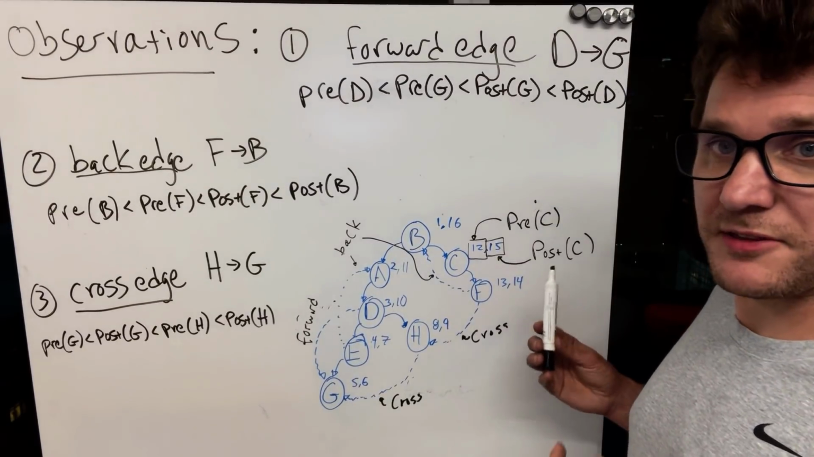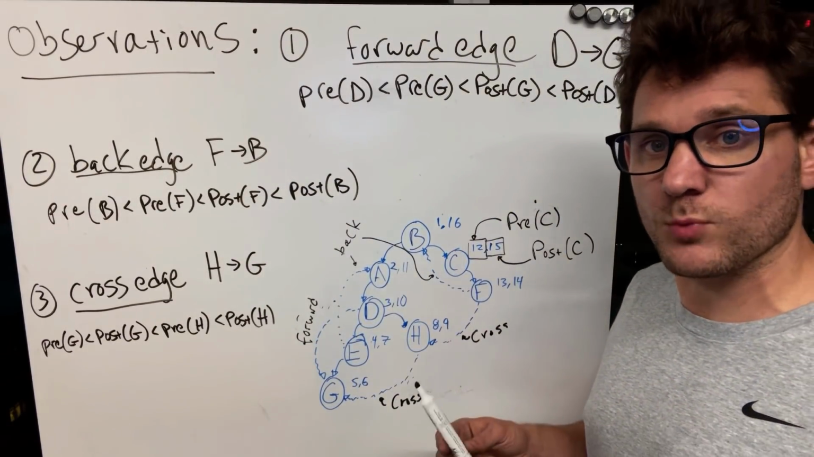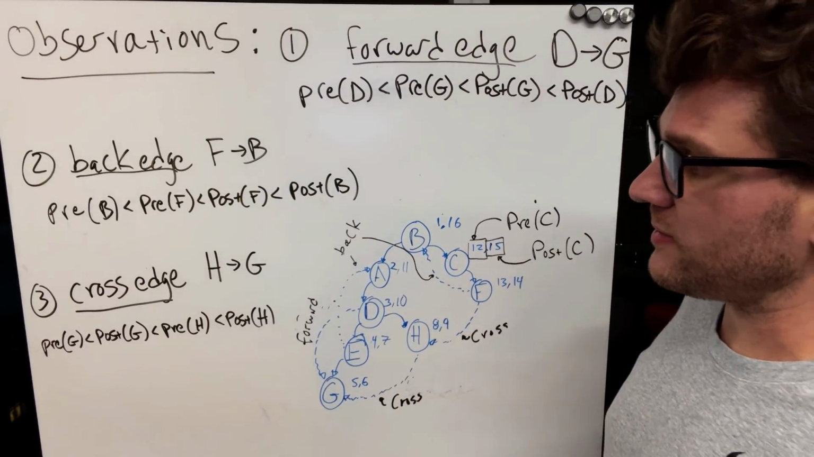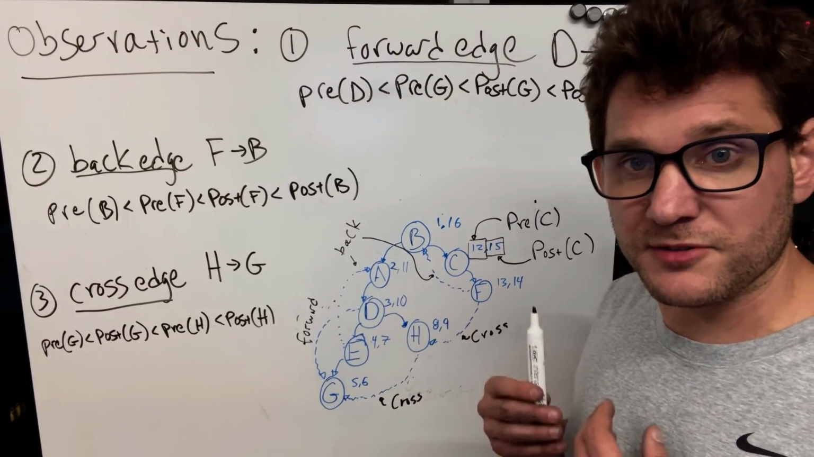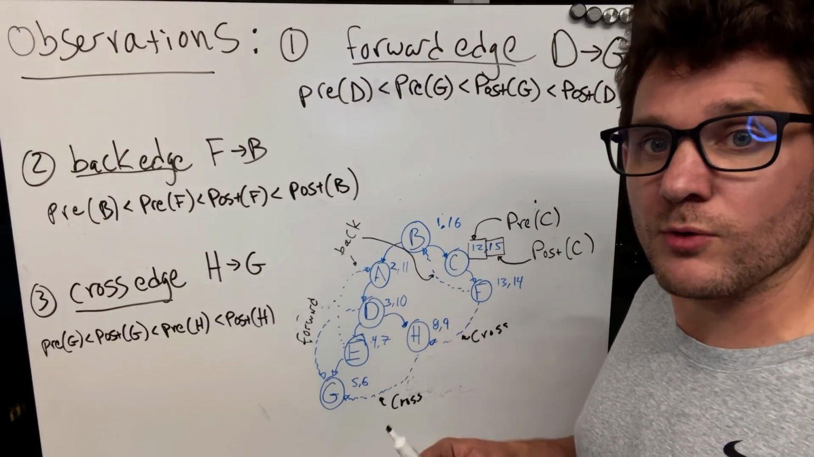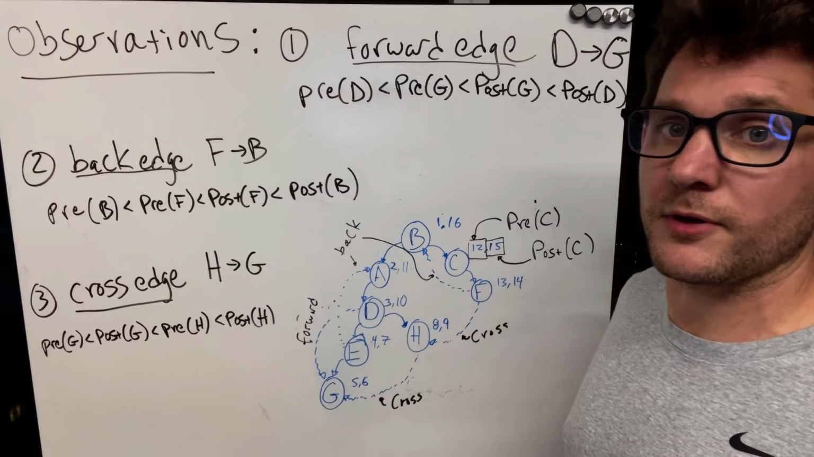Let me emphasize that the reason we like these properties that characterize the type of these dotted edges is that they make it very easy for us to detect efficiently whether an edge is a forward edge, a back edge, or a cross edge. And that's going to be really important when we want to determine if we found a cycle in the graph.